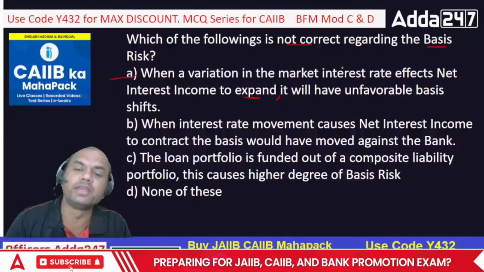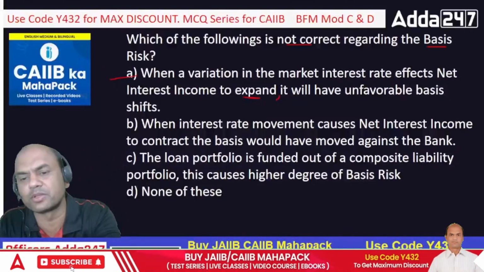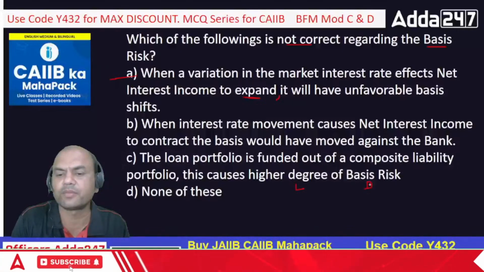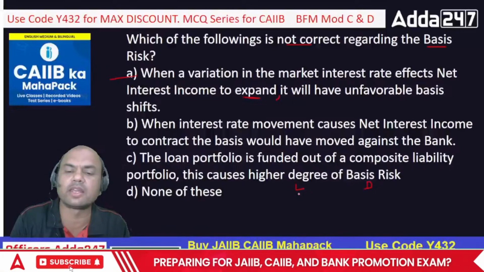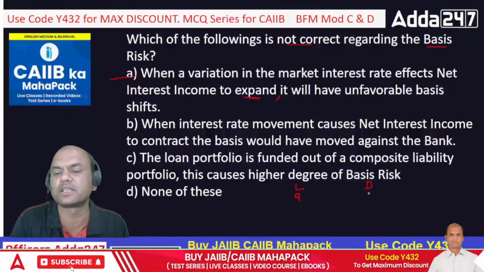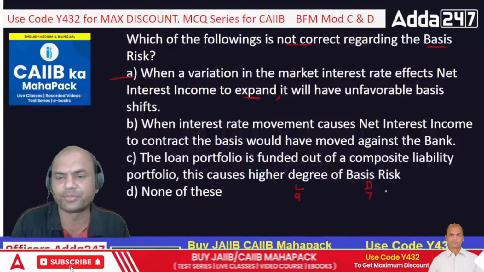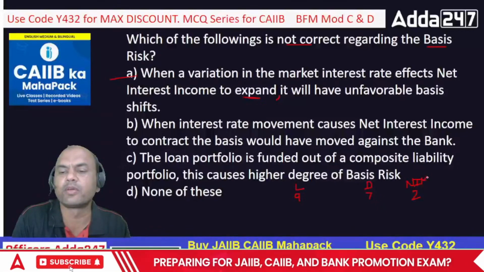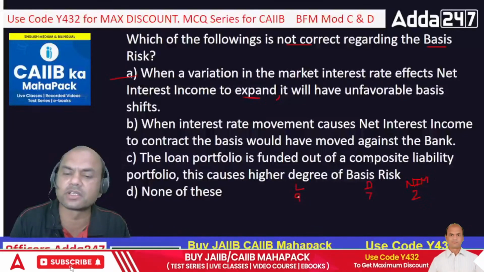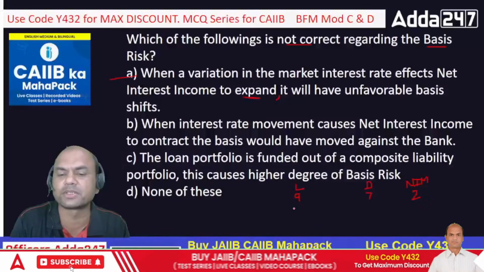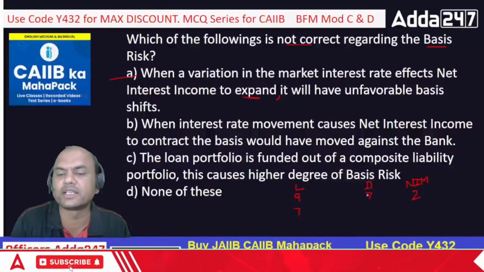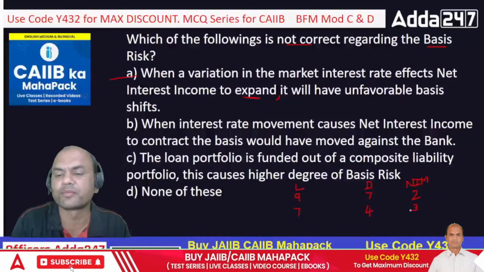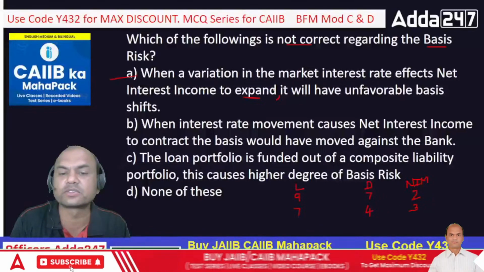Expand means what? If my NIM, earlier example only, or let me give it again, loan and deposit. Loan was earlier, let's say 9%, deposit was, let's say 7%. 2% gap. NIM was 9 minus 7, 2. Now imagine loan falls to 7, and deposit falls to 4. What is my NIM now? 7 minus 4, 3. So this is going to expand it.